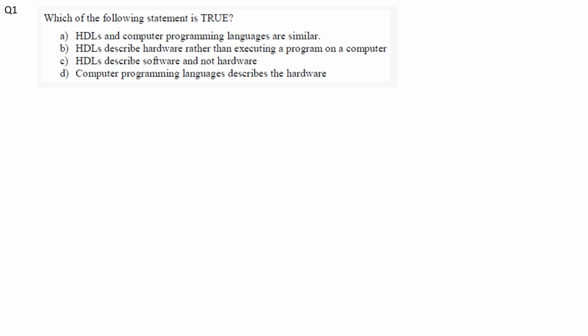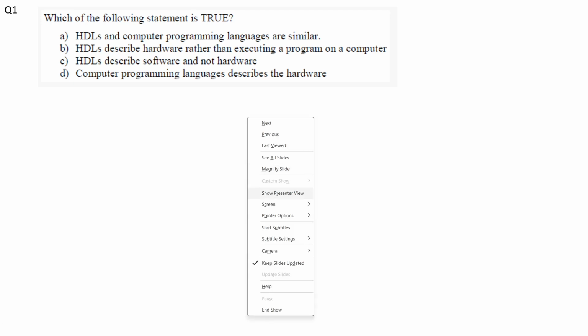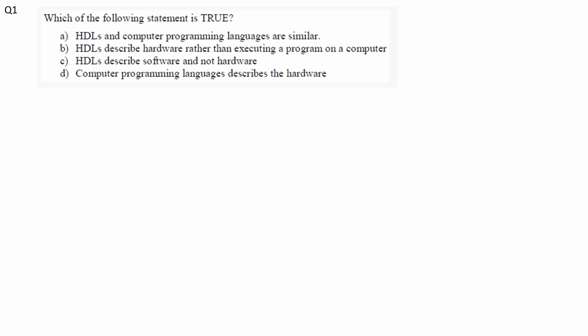So question one asks: which of the following statements is true? Option A, HDLs are computer programming languages. Option B, HDLs describe hardware rather than executing a program on a computer. Option C, HDLs describe software and not hardware. And option D, computer programming languages describe the hardware. If you have gone through your lectures, you can easily figure out the right answer. That is option B. Hardware description languages describe hardware rather than executing a program on a computer.